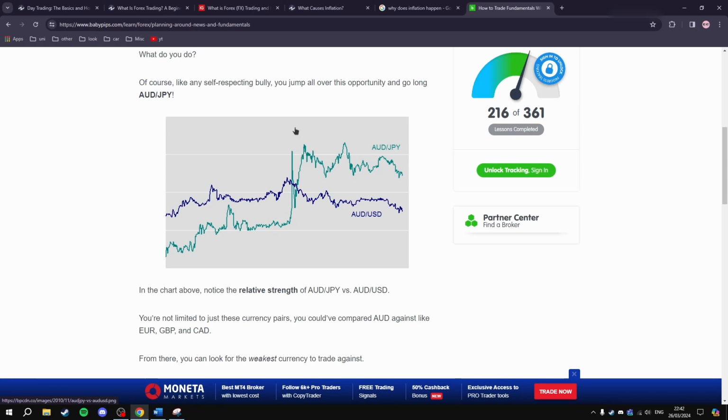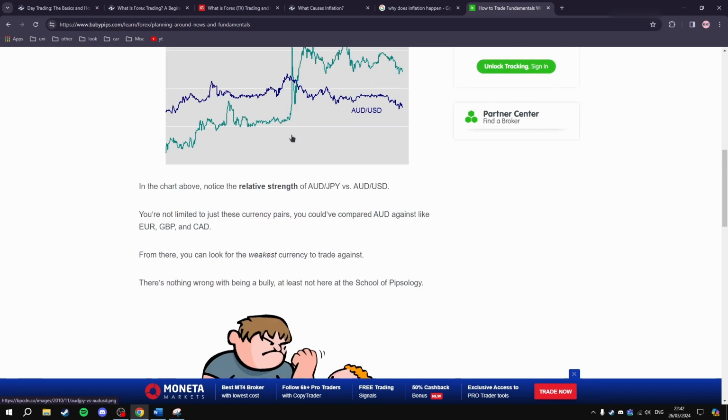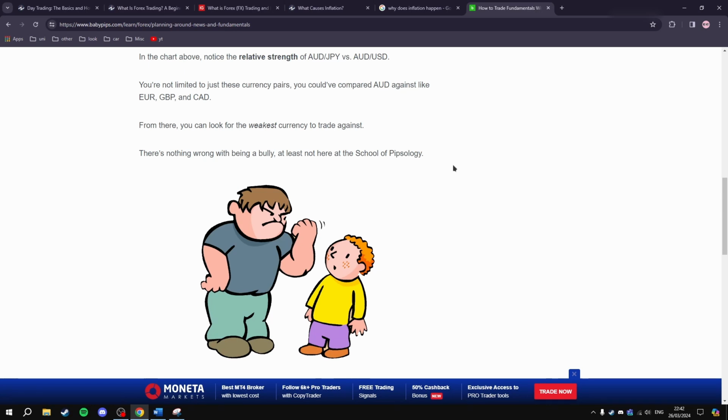You're not limited to just these currency pairs. You could have compared AUD against Euro, GBP and CAD. From there, you can look for the weakest currency to trade against. There's nothing wrong with being a bully, at least not here at the School of Pipsology.